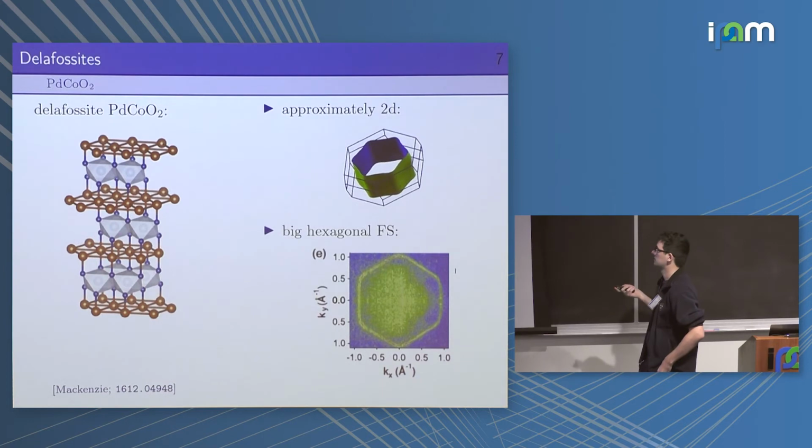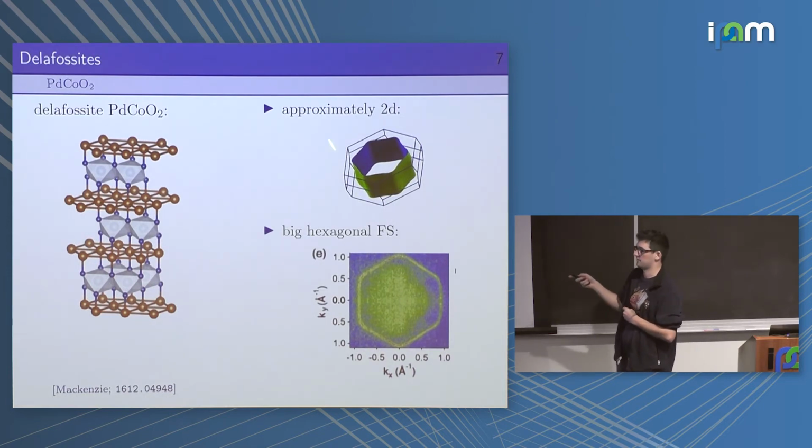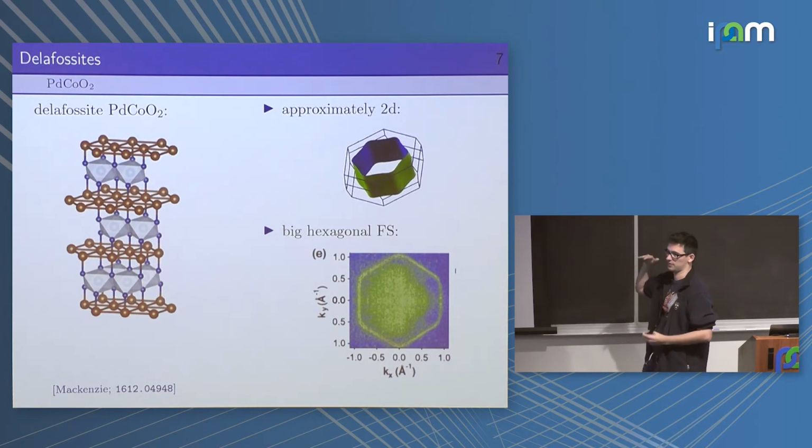Yes. But I just want to say, that's not only a question of how they cut the material. It's also that this Fermi surface, right, is very slowly varying in the third dimension, and so all the dynamics will be very slow.